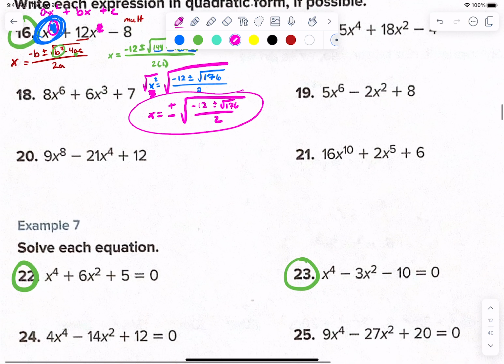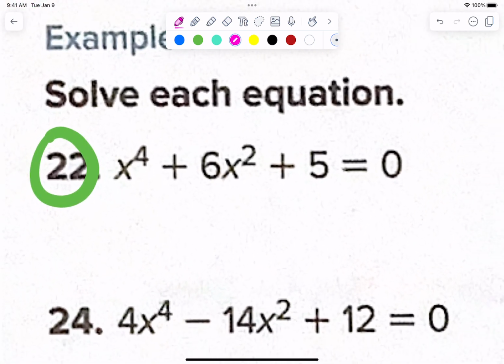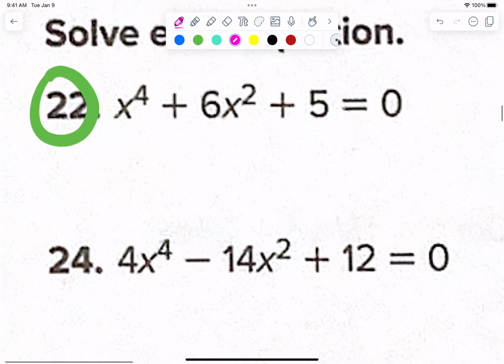The 22 and 23 come out by factoring. Should we talk through 22? Let's talk through 22 real quick. You have to do 22 and 23. But this one comes out differently.